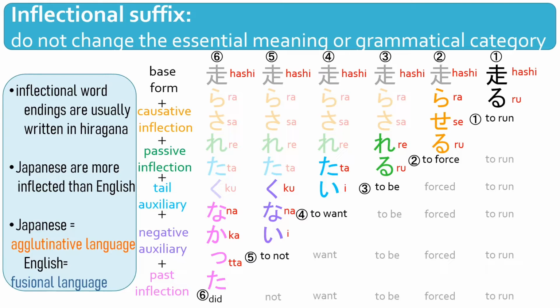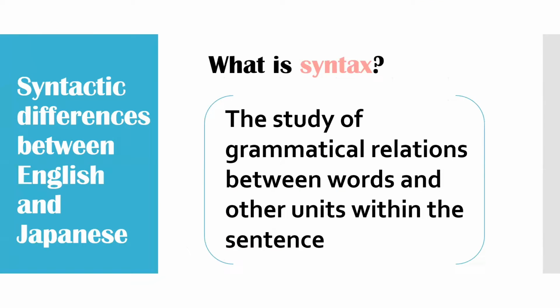Okay, let's go on to the next. I will talk about syntactic differences between English and Japanese. And first, what is syntax? Syntax is the study of grammatical relations between words and other units within the sentence.